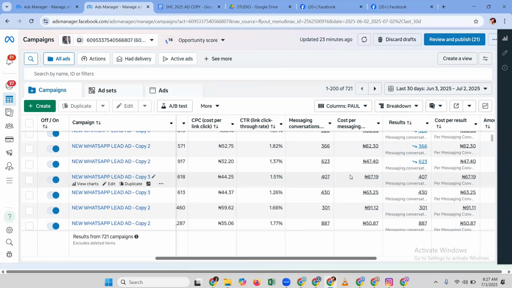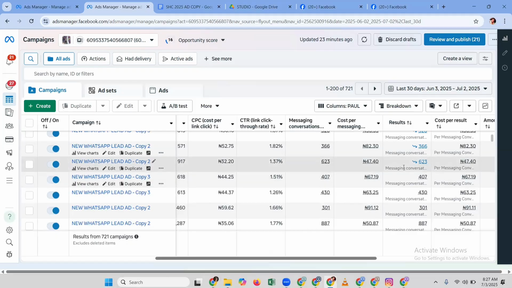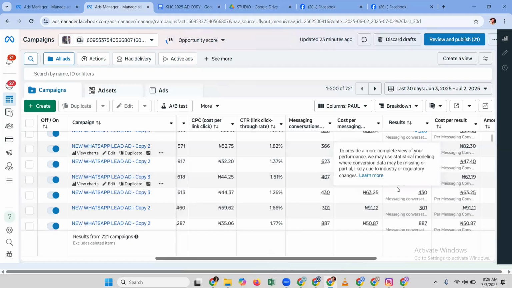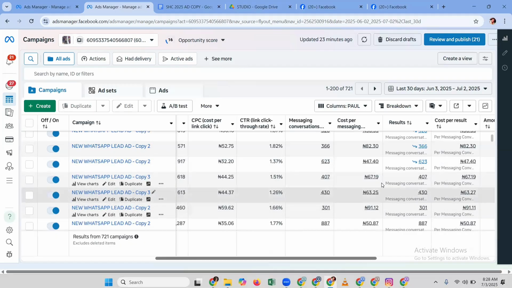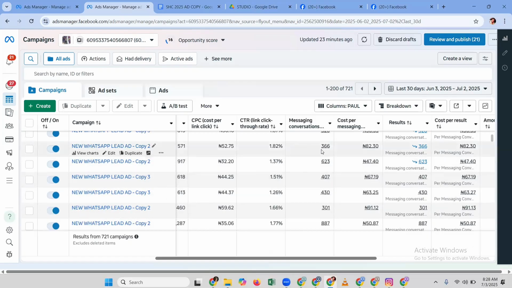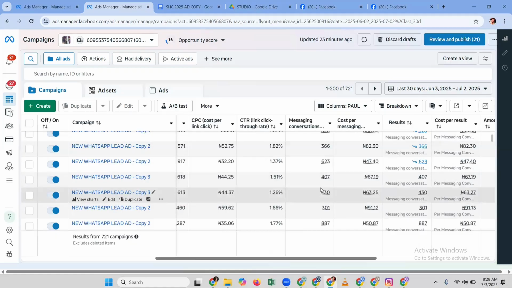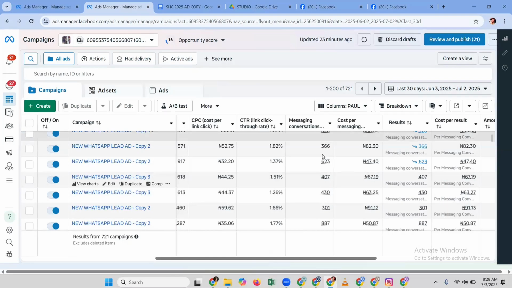You will never make a sale like that. Your acceptable cost per result has to be very realistic, depending on what is happening in your industry. As you can see now, when you combine all the messaging conversations I've gotten, it is more than 2,000 or even 2,500 people who messaged me. You should know how many I have been able to convert to sales, because my conversational follow up is very strong. Okay, so very quickly, these are primary metrics.